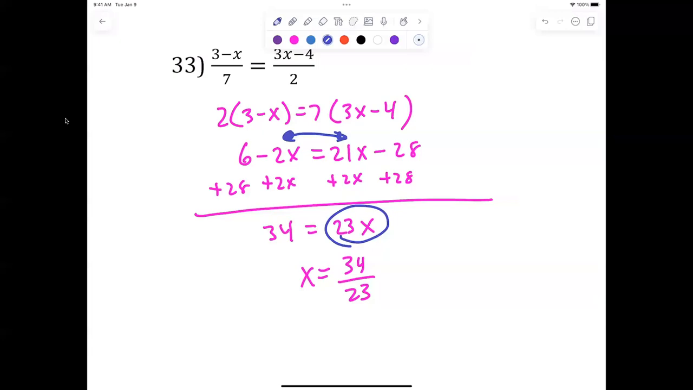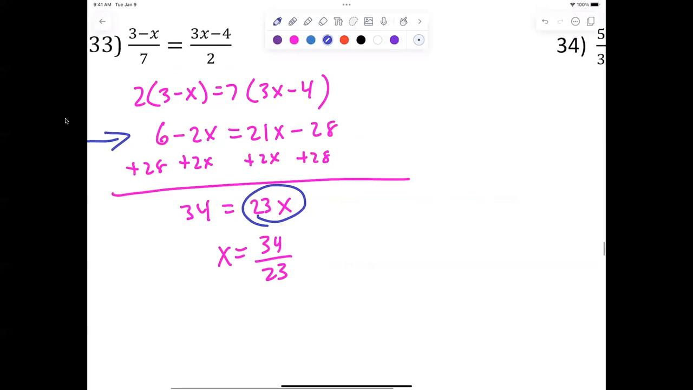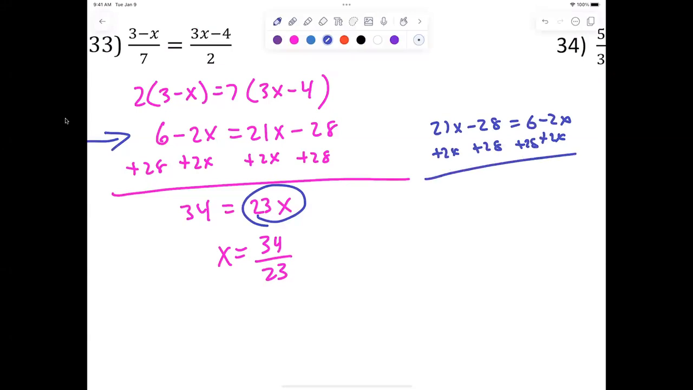Well, look at my notes now. Come on, this is where you're distributing. Did you get this? Did you get 6 minus 2x equals 21x minus 28? Yes, perfect. Oh, so you just wrote it. So now you added 2x, and you added 28. So you ended up with 23x equals 34. Same answer.